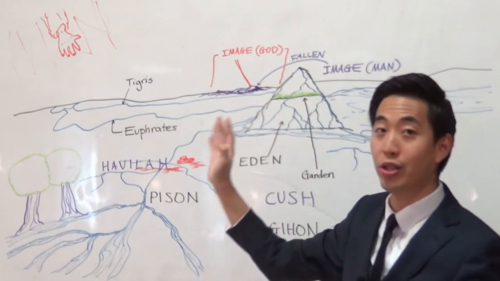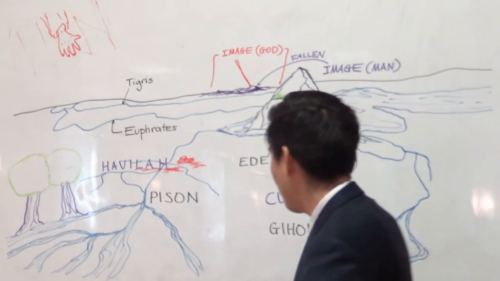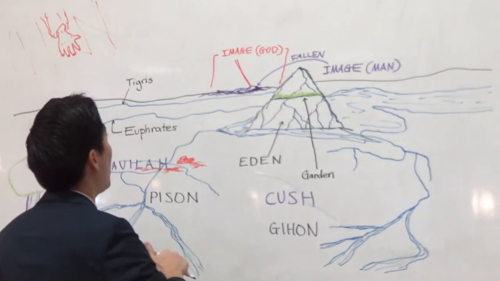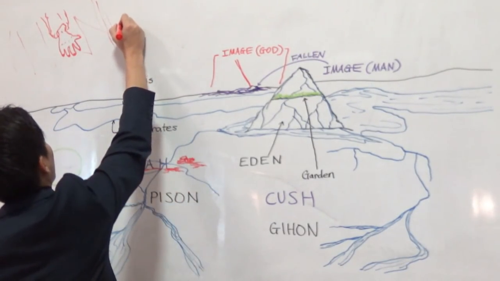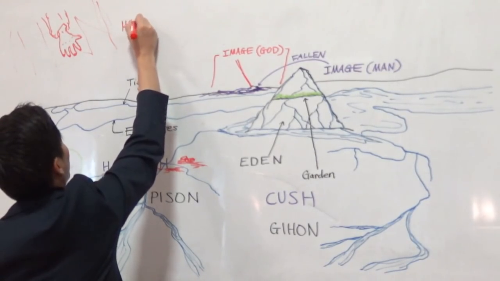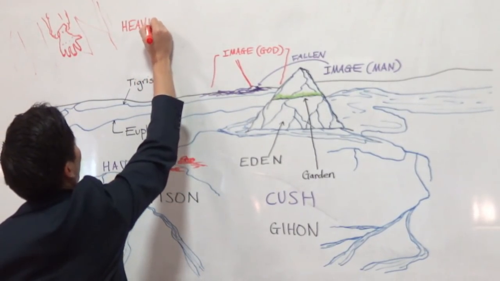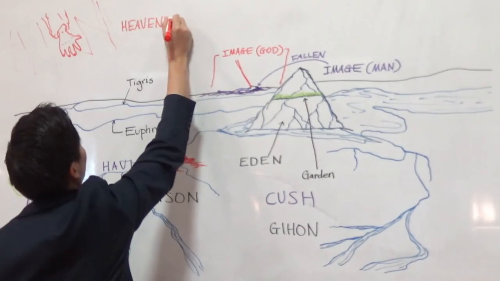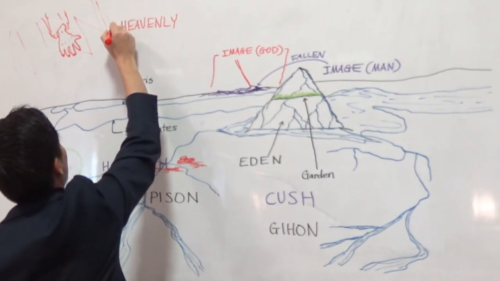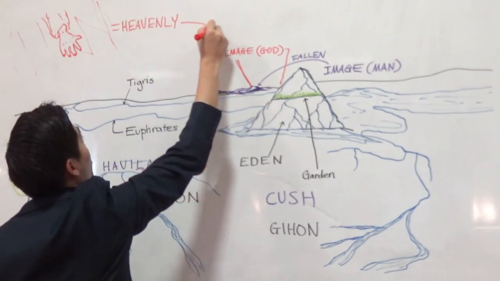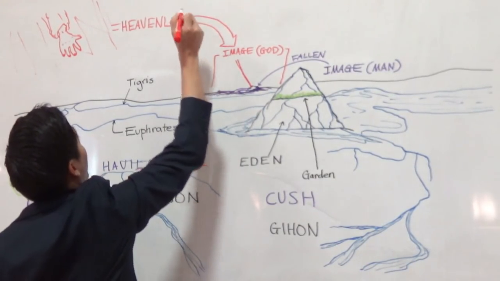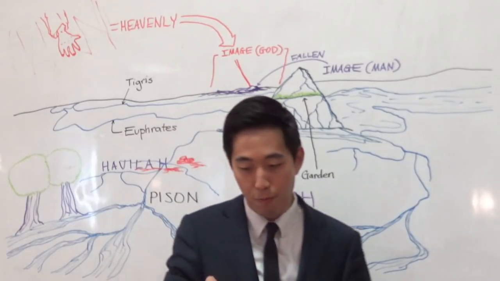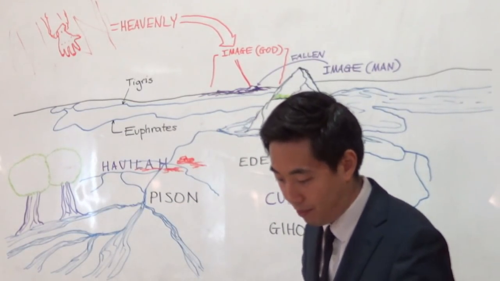Okay, understanding that Adam received an image of God that is like heavenly, then notice the glow here. Go backwards at 1 Corinthians 15. If we're going to have the image of the heavenly, notice what the Bible says the image of the heavenly is going to look like. Yeah, that's good, brother. Let's go backwards at 1 Corinthians 15.